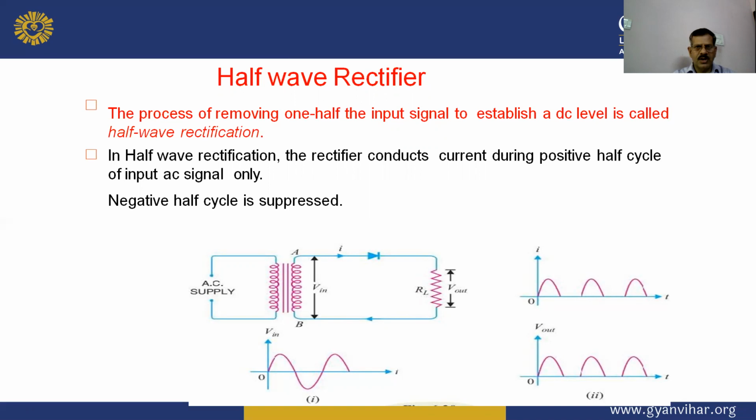We can understand the half wave rectifier concept with the help of this circuit diagram, and there are different input and output waveforms. In the circuit diagram, there is the input AC supply, one transformer, one diode and one load resistance. We apply a sinusoidal waveform to the input of the transformer, and after rectification the output will be a DC voltage in the shape of a half wave. The negative half cycle is suppressed.